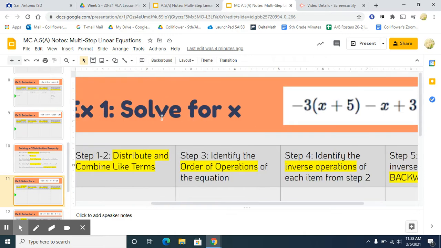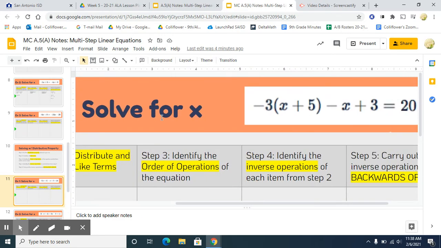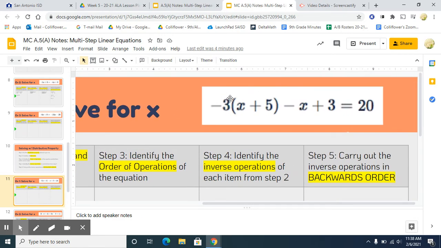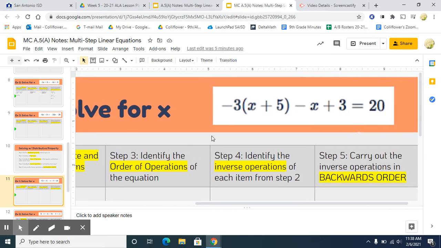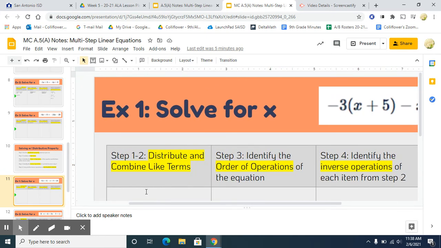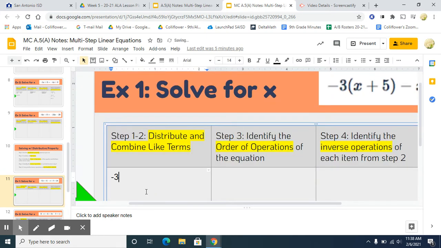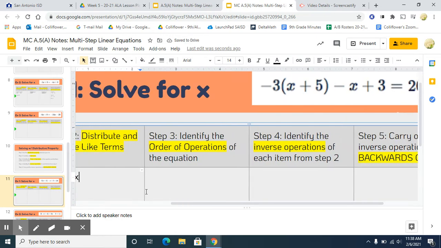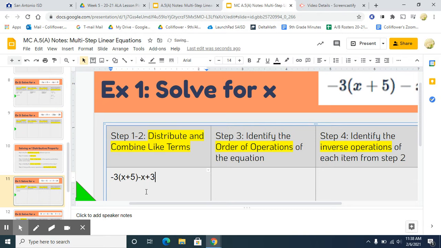at our first example. We're going to solve for x, and the expression we have is -3 times x plus 5 minus x plus 3 equals 20. So let me write that out here. -3 times x plus 5 minus x plus 3 equals 20. I like to space things out so I have a little bit better view.